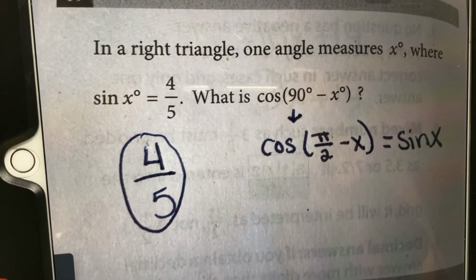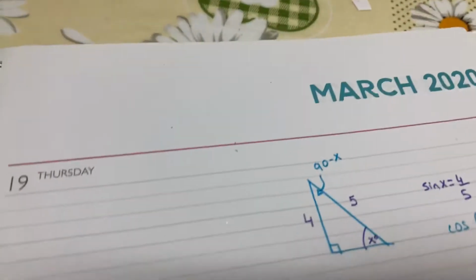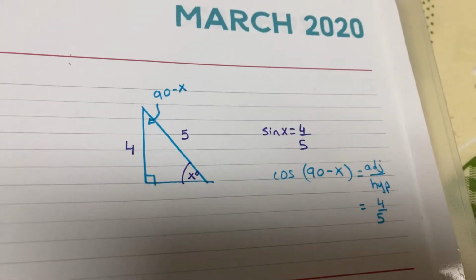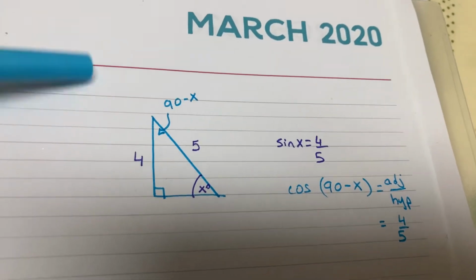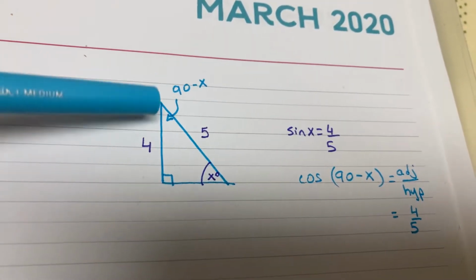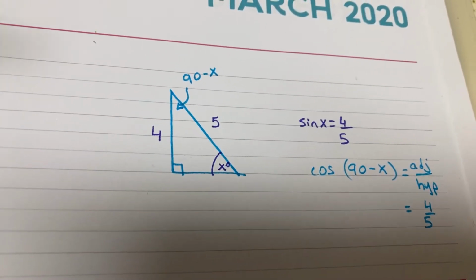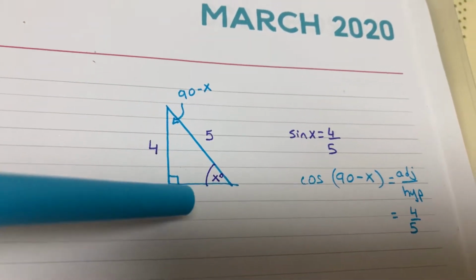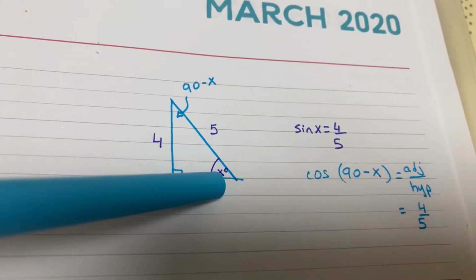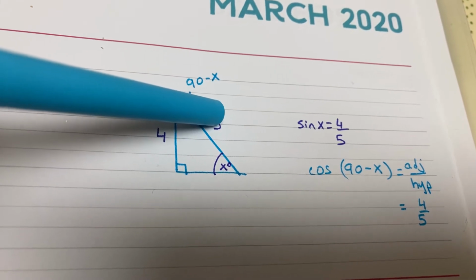Let's say you did not notice this. I made a figure that could help you understand this. This is a right triangle. This is angle x. You could choose it here or here. It doesn't matter. You still end up with the same result. The sine of this was given. It's 4/5. So opposite over hypotenuse.